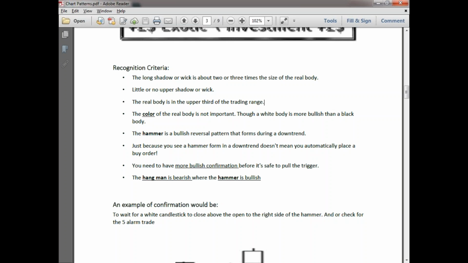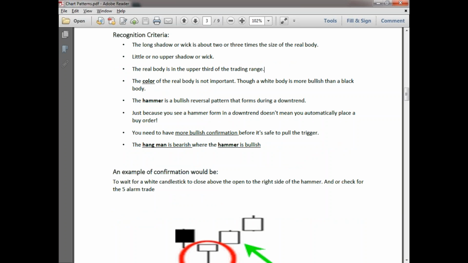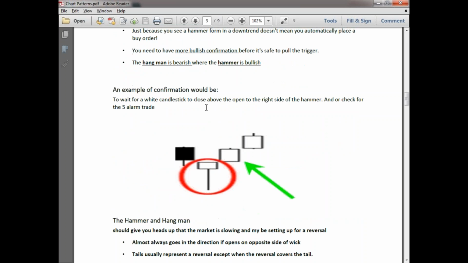Okay, so the color of the real body is not important, though the white body is more bullish than the black body. Okay, so over here, I told you this is a hammer. If it happens in a bull run, it means that it is bullish. Okay, it may continue the pattern, however it does not signify any reversal, or it does not signify a very secular bull run as such.